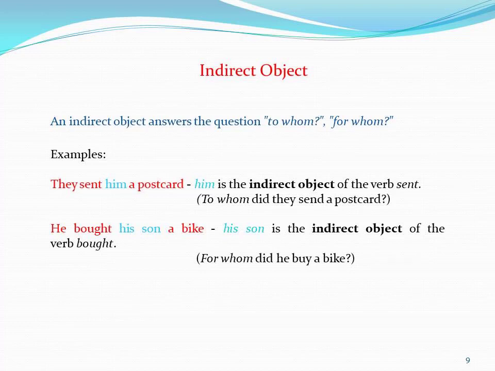See the next example. He bought his son a bike. Here, we can frame the question with the help of for whom. For whom did he buy a bike? The answer is his son. So, his son is the indirect object.